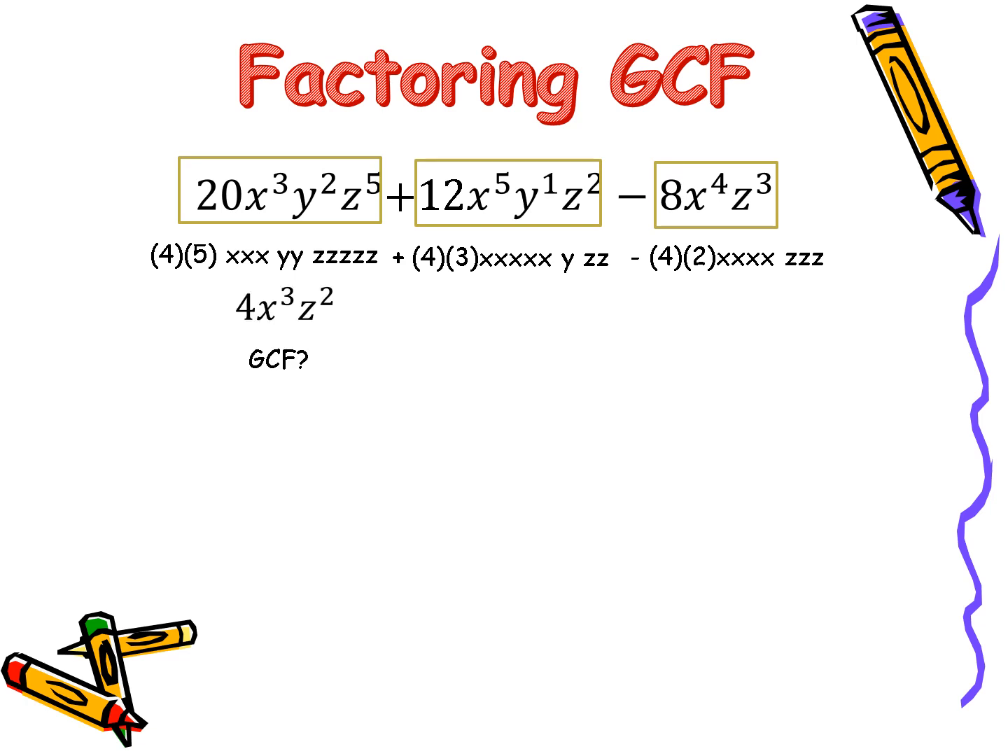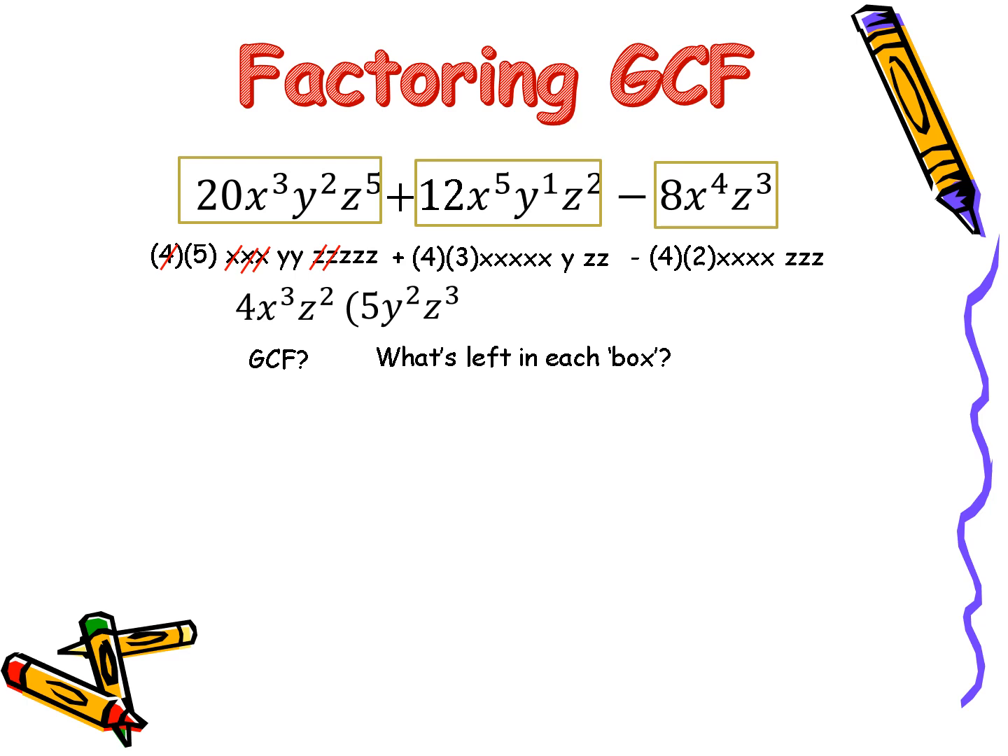So my GCF is 4x cubed z squared. Now I have to put what's left in each box. So you can look at this one of two ways. You can say what times 4 gives me 20, in which case it's 5. And if I pull 3 x's, like an x cubed, out of an x cubed, what am I left with? So I crossed out the factors of my GCF, and then I can see what I'm left with. I am left with 5y squared z cubed.